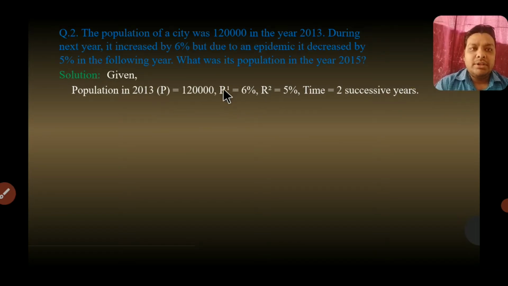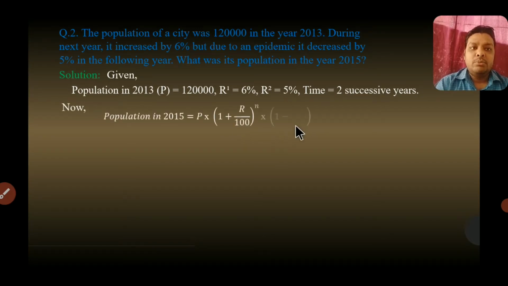And here two rates are given, so 6% is the first rate, 5% is the second rate, and the time is 2 successive years. Okay, so now at first we will apply this formula P into (1 plus R by 100) to the power n into (1 minus R by 100) to the power n. Because in first it is increasing, so first we will use plus sign, and again it is decreasing, so we will use minus sign, but we will write only one P, not 2 times P.